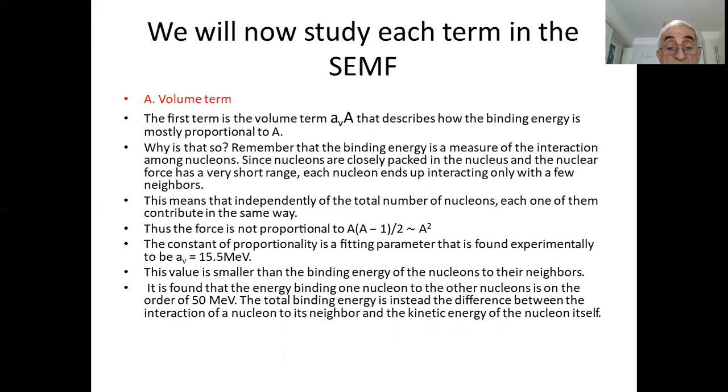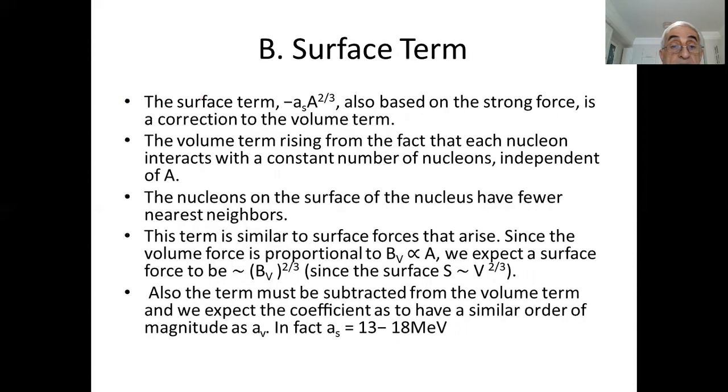This value is smaller than the binding energy of the nucleons to their neighbors. It is found that the binding energy of one nucleon to the other nucleons is on the order of 15 megaelectron volt. The total binding energy is the difference between the interaction of a nucleon to its neighbor and the kinetic energy of the nucleon itself.